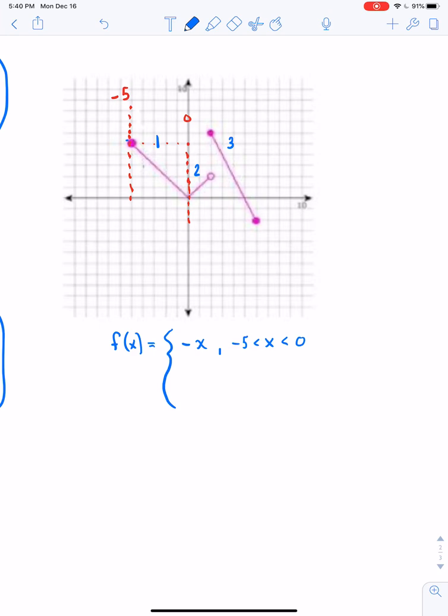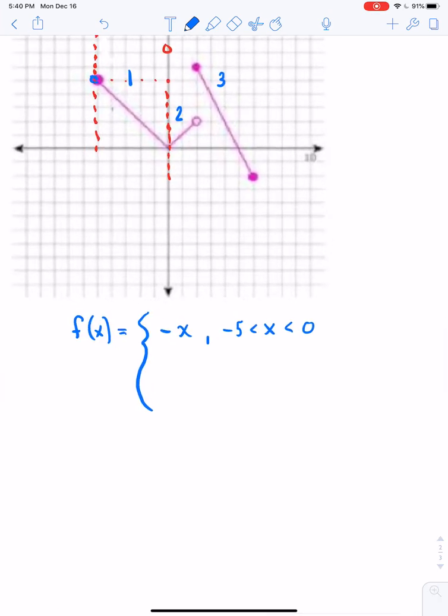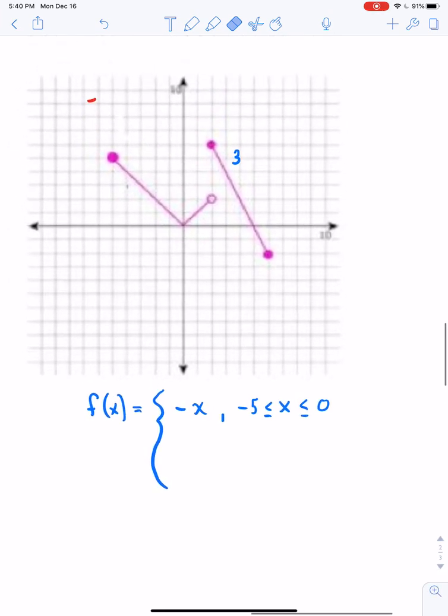Do we want to underline these? Yes, we do, because this is filled in, and that's not an open circle, meaning it is filled in. As long as x is in between negative 5 and 0, including negative 5 and 0, that's how the graph is.